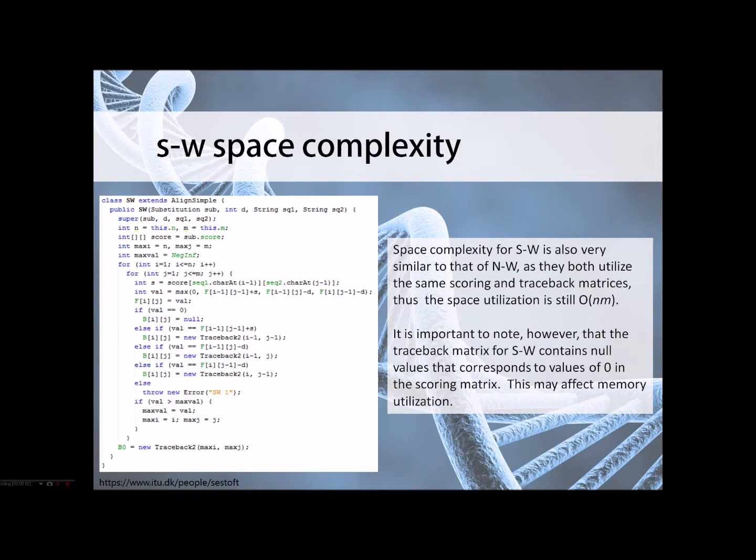Space complexity is also similar to that of NW, as they utilize the same scoring and traceback matrix. One minor difference that may or may not affect space performance is that in this implementation, traceback cells contain a null value when the corresponding scoring matrix cell has a score of 0.